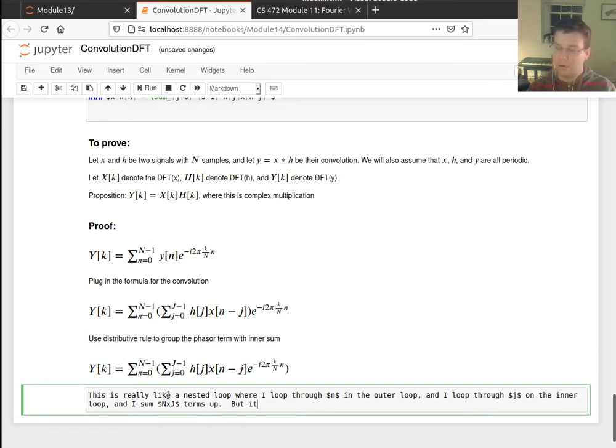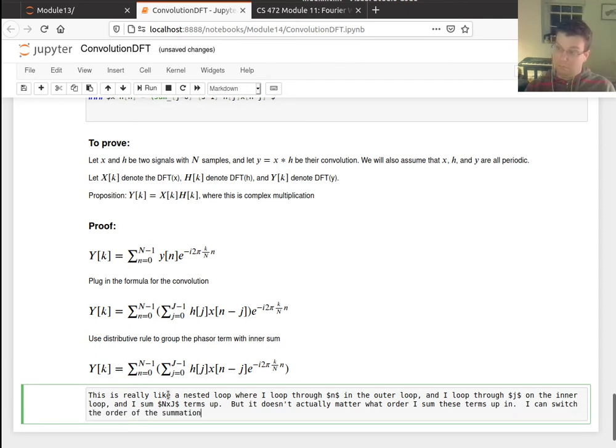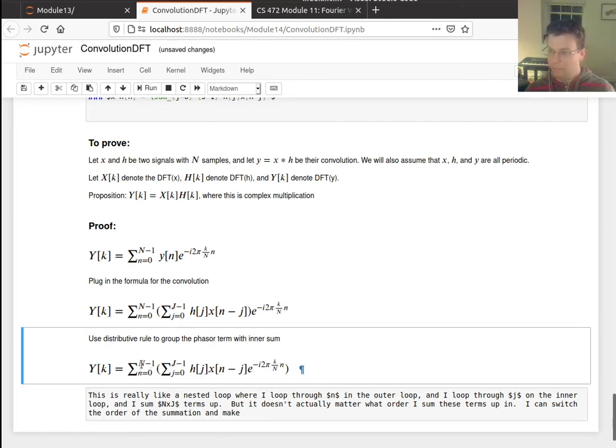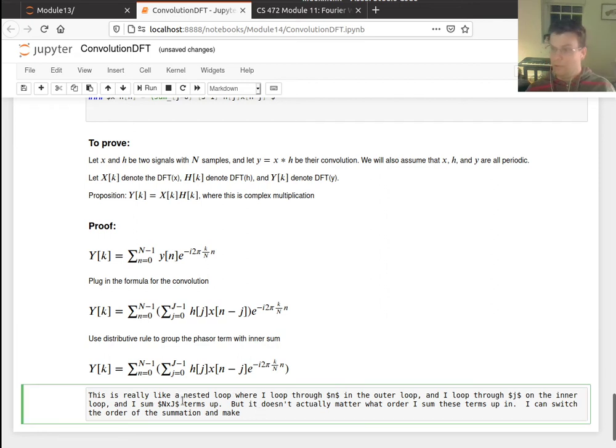But it doesn't actually matter what order I do the sum in. So what I can do is switch the order of the summation. Here's every term. It doesn't matter if I sum them over j first and then sum each of those over n. I could sum them over n first and then sum all those over j. So let me make the outer summation be over j, and the inner summation be over n.